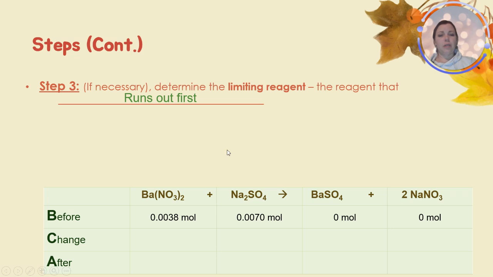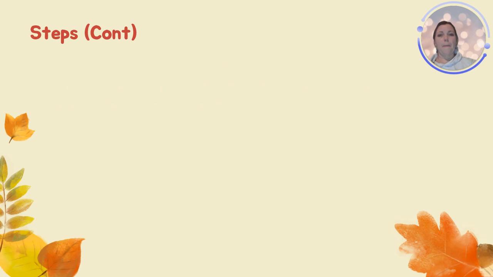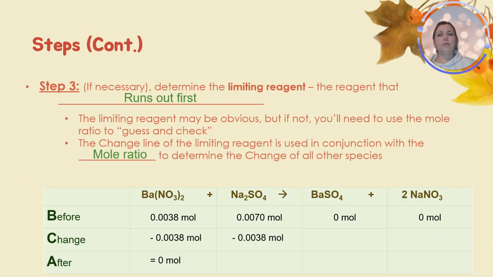So you can look at it and make a decision. And sometimes that's easy to do. Other times you need to use a mole ratio to do what we call guess and check. So the change line is used in conjunction with the mole ratio to determine the change of the other species. So just to show you how this works, I'm going to do a guess and check. I'm going to guess that the barium nitrate runs out first. And actually that makes sense in this case because this is a 1-to-1 ratio. So we know that the smaller reagent will run out first, but this is what this looks like.